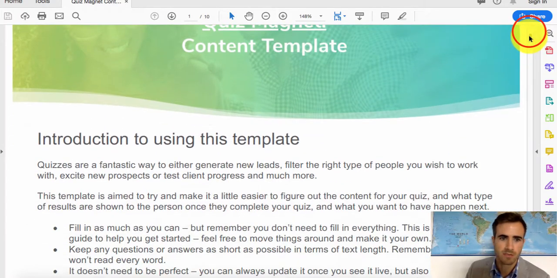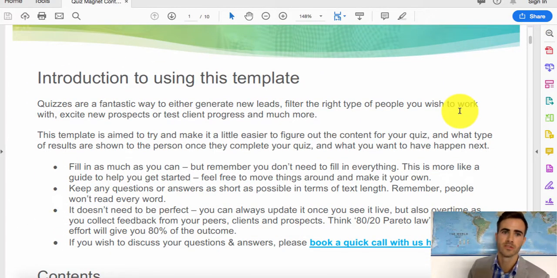You can see the first page is a quick introduction to using this template, a little bit about what this is all about. And if you get stuck at any point, you can always ask us, book a quick call with us, or you can go onto our website, smadigital.co.uk, and you can chat with us live right away if you have any questions as well.